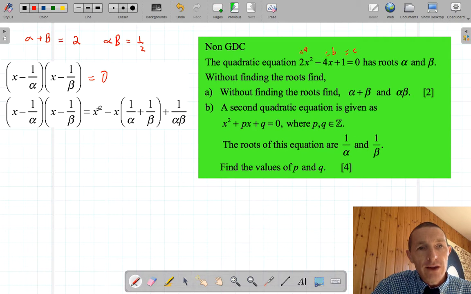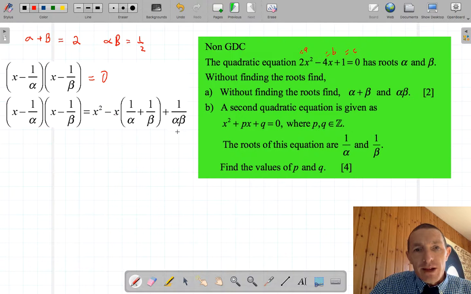So I've got x squared, I've got x times minus 1 over beta, x times minus 1 over alpha, it's minus minus, and the minus 1 over alpha comes in here, and then I've got this times this, so it's a positive 1 over alpha beta. So this number here is going to represent my q, and this number here is going to represent my p.